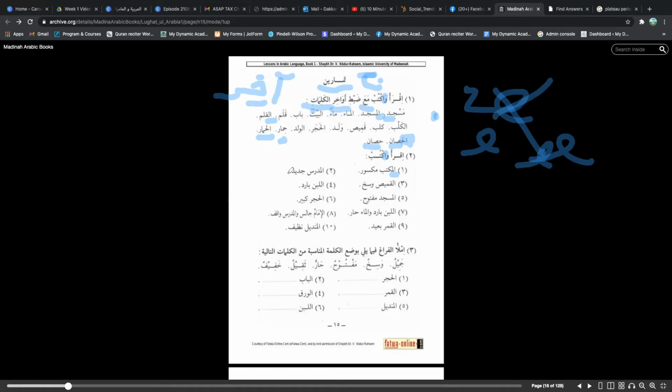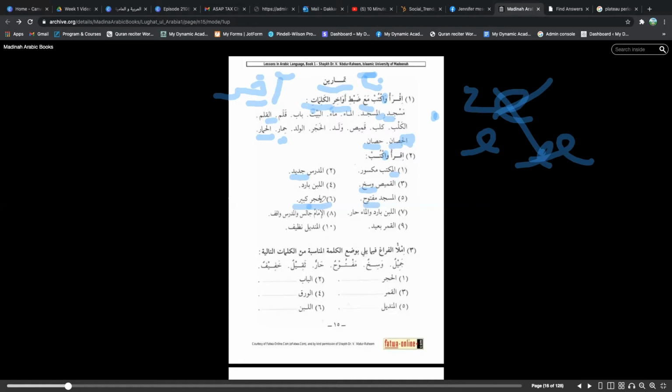Make sure you write down the definitions of these words. Al-mudarrisu, the teacher, is jadidun. Al-qamisu, the shirt, wasikhun, is dirty. Al-labanu, the milk, is baridun. That's the way I like to drink milk. Baridun, not hot. I like to drink it cold. Al-masjidu maftuhun. The masjid is maftuh, it's open. Al-hajaru kabirun. So kabir means big. It's a big rock. It's laysa saghir, it's not small.